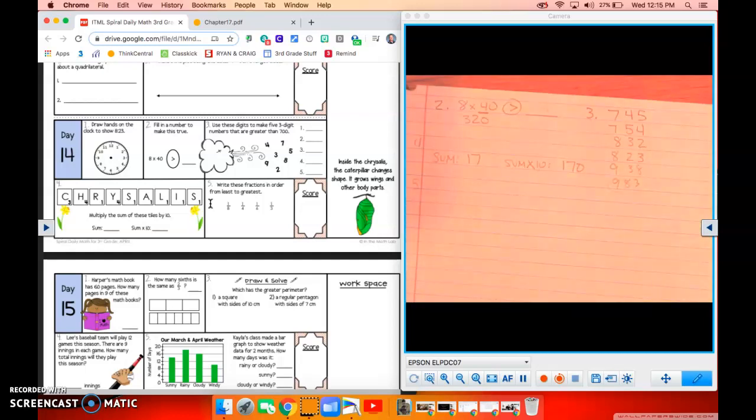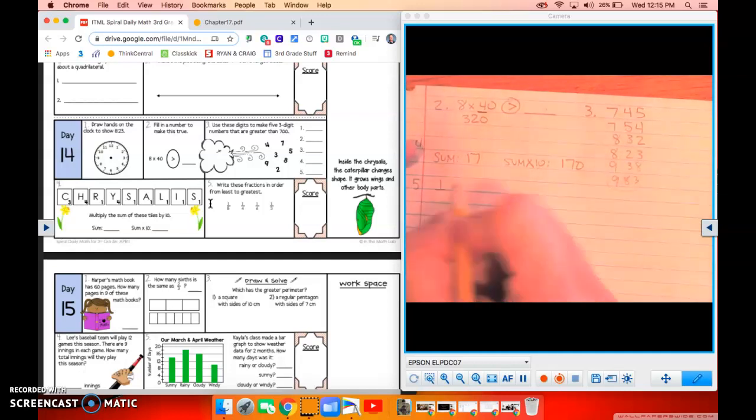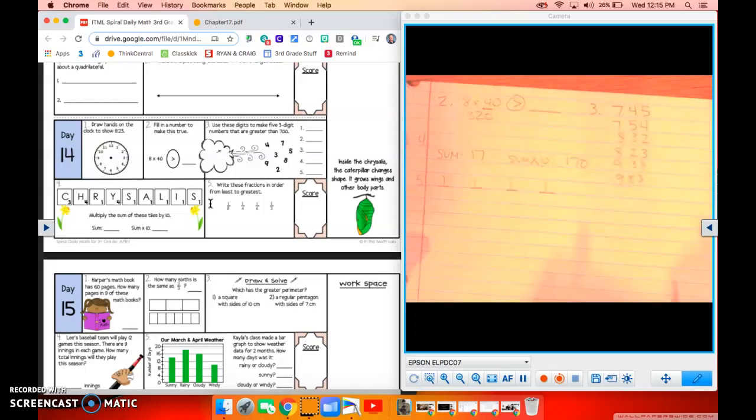Last one, number 5. Write these fractions in order from least to greatest. So before I even start writing, I just want to take a moment and peek at them here, okay? I notice every single one of them has a 1 in the numerator spot. Every single one of those has a 1 in the numerator spot.